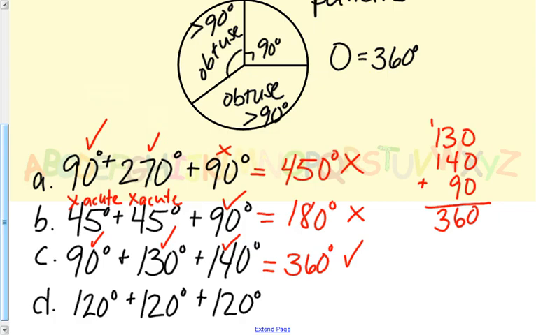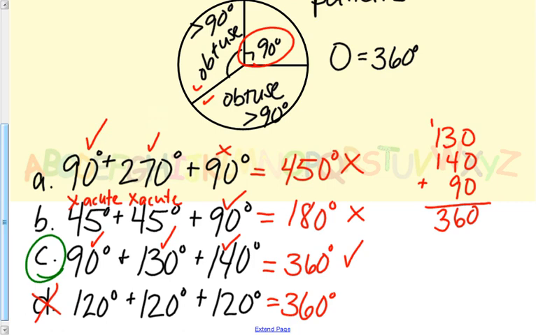Now let's look. 120 degrees plus 120 plus 120. So that means every one of those angles would have to look exactly the same. And just by looking at it visually, I can see that this 90 degrees is a lot smaller than my other two angles. So I'm going to get rid of this right away, even though it does equal 360 degrees. So looking at all of our options, I'm finding letter C is the only one that matches all of our criteria. So this is the same work that I'm going to be looking for you to do tomorrow.